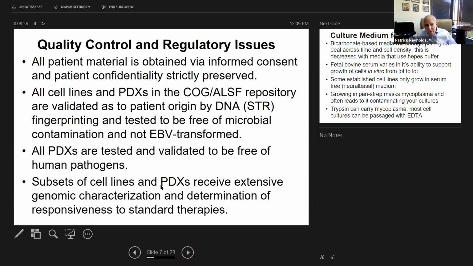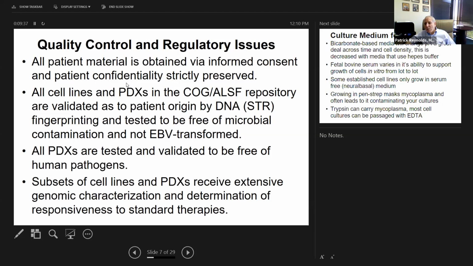Now, I want to pay some attention to quality control and regulatory issues on this. First of all, it's important to note that all patient materials are obtained via informed consent and that patient confidentiality is strictly preserved. And we're able to annotate these because most of these patients that we get are on COG studies of some sort. And so we can use the COG patient code number to link back, and COG provides us some clinical data that way on these. We don't have it, the COG does. And that allows us to fully annotate these with actual patient information and still preserve the confidentiality of the patient that provides us with the sample.